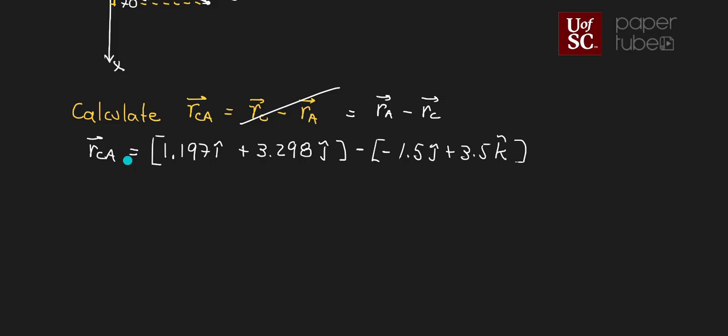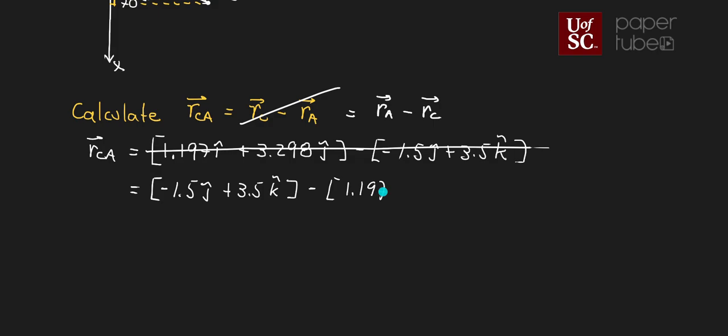Yeah, very good. This really is minus 1.5j plus 3.5k hat minus 1.197 i plus 3.298 j. Right. It is RA minus RC. That's correct. RA minus RC.